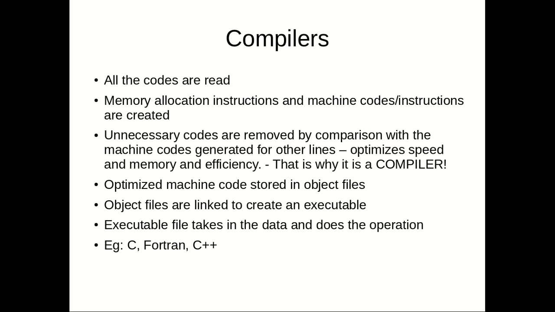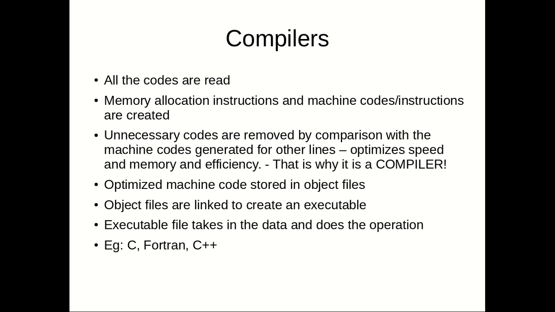If there are no errors, then no problem. Once all of them are read, it creates memory allocation instructions and machine code for each and every line. These machine level instructions are in machine level language, which are instructions that ultimately get translated to zeros and ones.